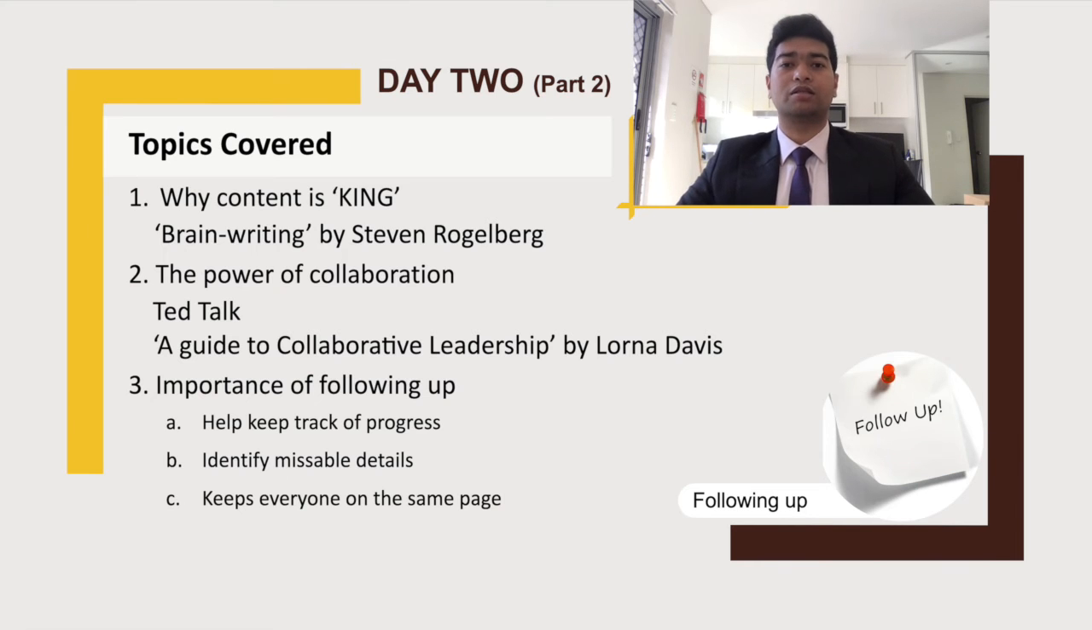Finally, let us talk about the third and final topic of today, which is the importance of following up a meeting. Now, why do we need to follow up a meeting? First of all, it helps keep track of progress, so we know exactly where we stand with any matter. Number 2, it helps identify missable details. This helps reduce mistakes and it ensures a better outcome for any project.